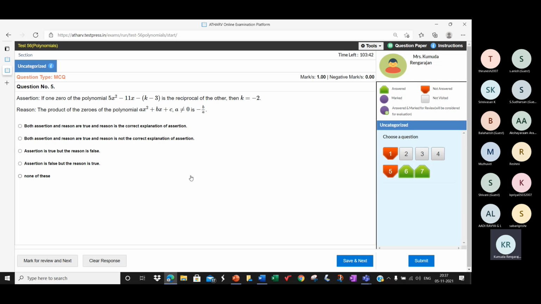And looks like that's correct. The product of the zeros is given by minus B by A. Is it correct? No, ma'am. No, it's given by C by A. The product is given by C by A. So the assertion is true while the reason is false. Assertion is true because you all said the value of K is minus 2. Assertion is true, but the reason is false. The product of the zeros is given by C by A.